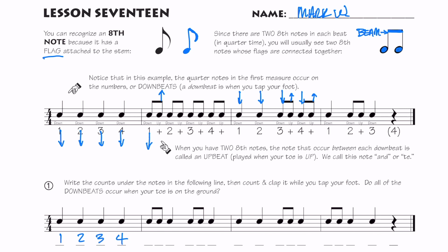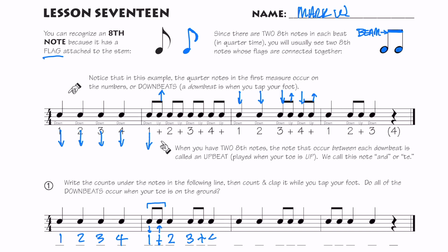Then I have a bar line because I'm in 4/4 time. The next one, anytime I have a pair of eighth notes, the first one falls on the downbeat. The second one falls on the upbeat. Now I'm going to put a plus instead of an and or a te, just to keep it universal here. So the first one is going to be downbeat. Second one is going to be the upbeat. Now I've got a quarter note on 2. Since it's a quarter note, it gets an entire beat. So this is 3. The second eighth note is and.